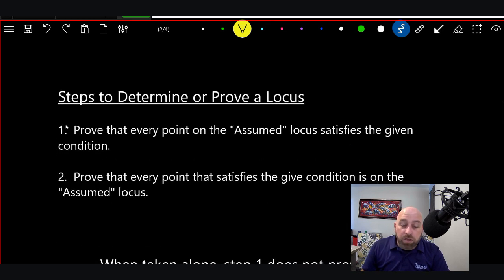Point number two, the second thing we need to do is prove that every point that satisfies the given condition is on the assumed locus. So let's go back and look at the difference. Those are really close. Number one, prove that every point on the assumed locus satisfies. Prove every point that satisfies. So now we go back and we look at the satisfies sign. Okay, now we say, does that satisfy?